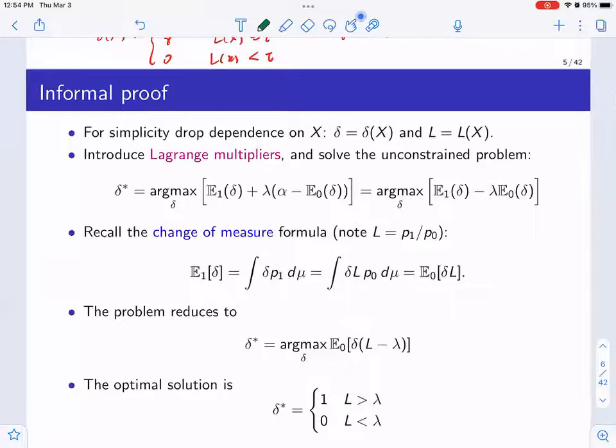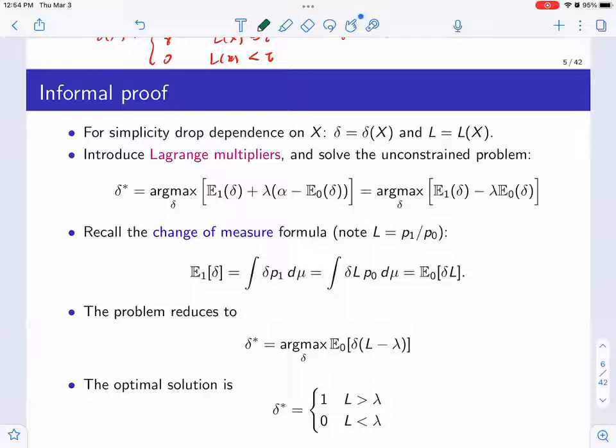So if I'm taking the expectation under parameter theta 1, I'm going to replace it by L times P naught, where L is P1 divided by P naught. And I get the expectation of delta L under P naught. That's the change of measure idea. We can worry a little bit about division by 0, but we talked about that before; you can go back to those slides. This is valid as long as P1 and P naught are mutually absolutely continuous. At least P1 has to be absolutely continuous with respect to P naught.